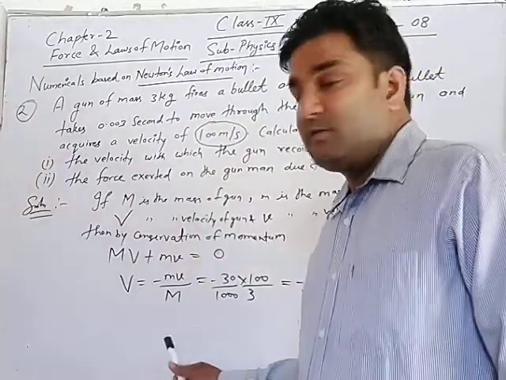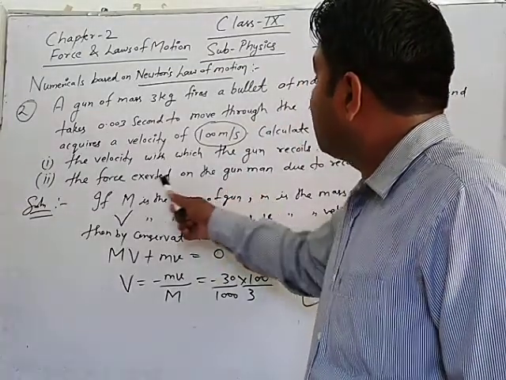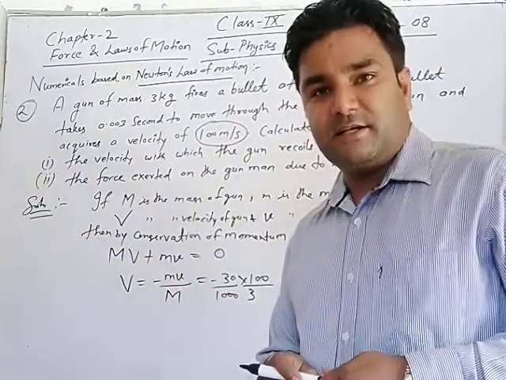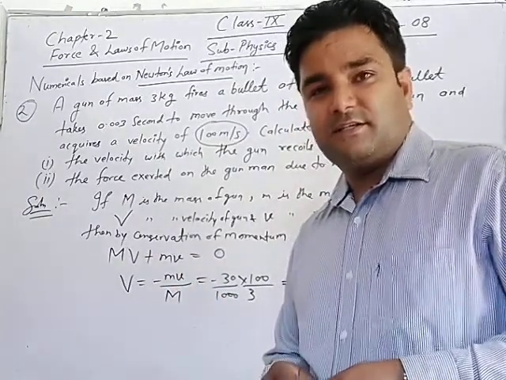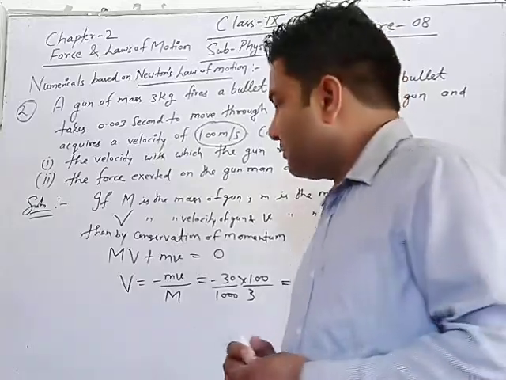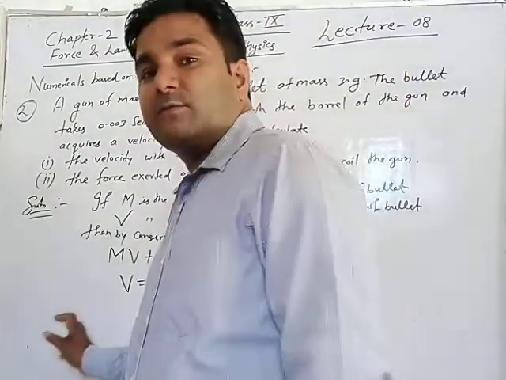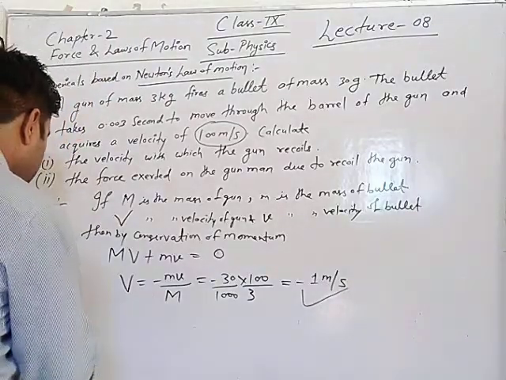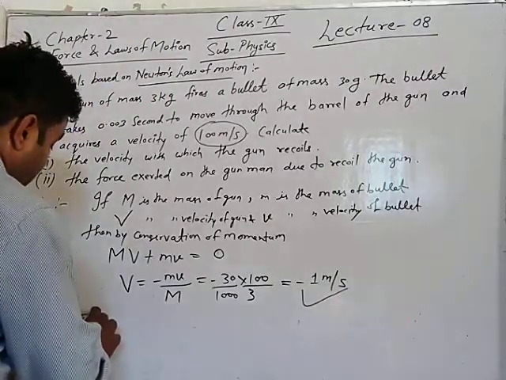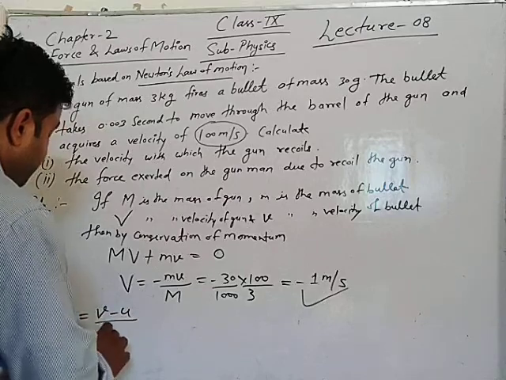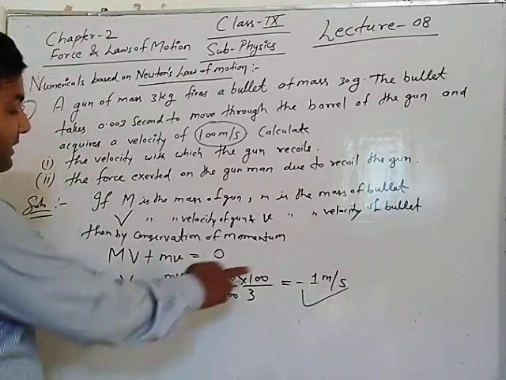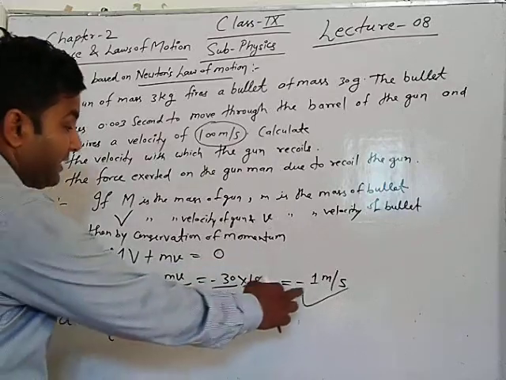Then after this we will solve for force. For force there must be an acceleration, and without acceleration there is no chance of force. So for calculating force we have to calculate what? First of all, acceleration. Just see, a is equal to v minus u upon t, and v here is minus 1.